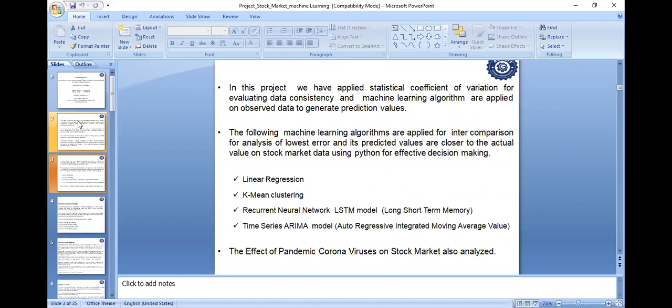Before that, we will understand what algorithms we have applied here on the stock market prediction. For example, we have applied linear regression, k-means clustering, LSTM model based on recurrent neural network, and time series ARIMA model. And we have also worked on the pandemic coronavirus and its effect on the stock market.